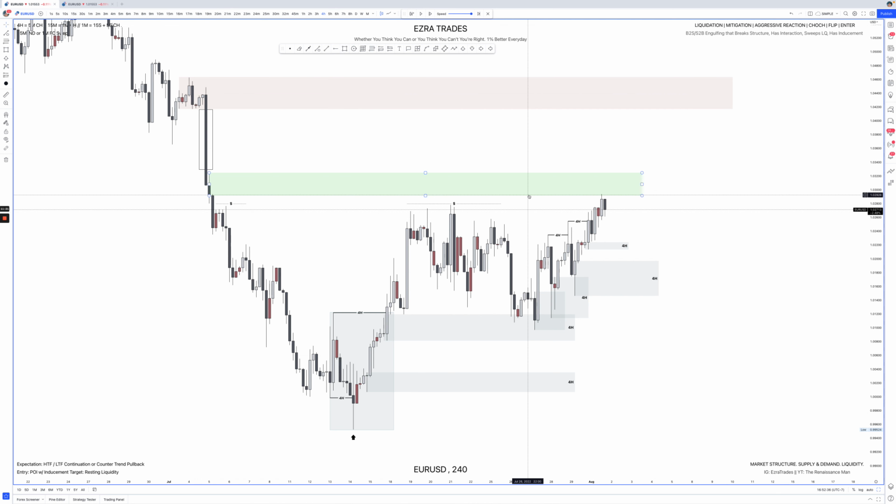And so when I see that a 4-hour supply zone is tapped, one second here.